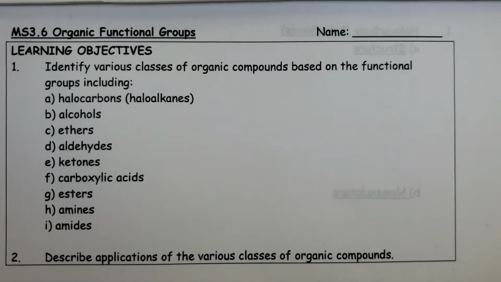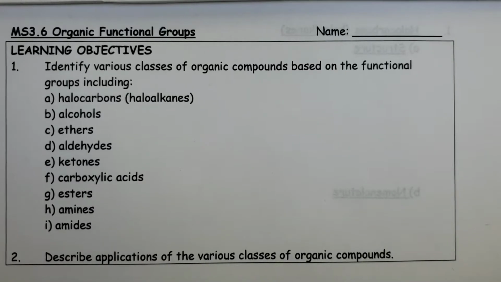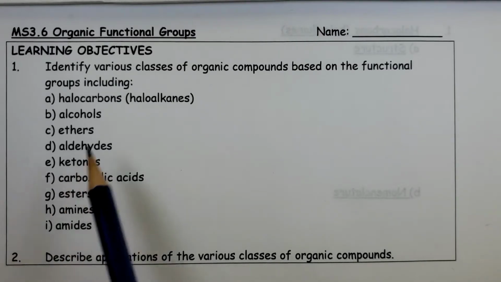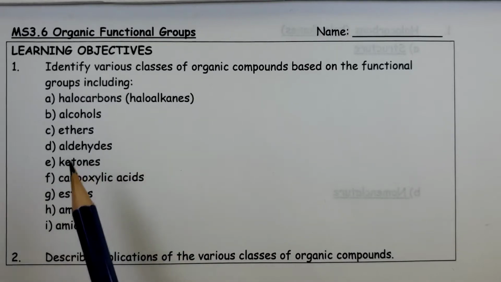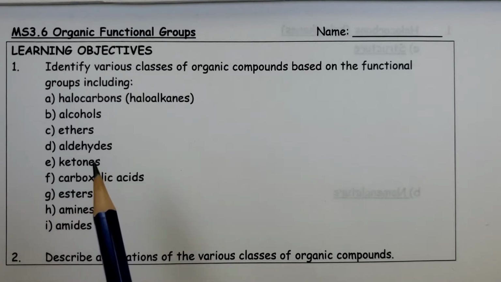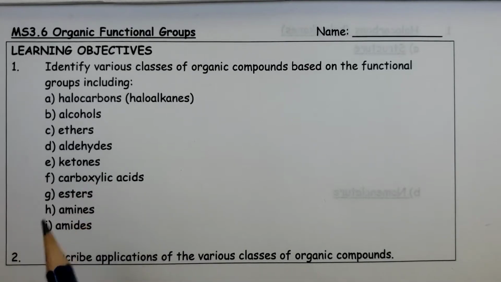Welcome back, Chemistry 30. Today we're going to look at section MS 3.6, Organic Functional Groups. So the learning objective here: up to this point we were looking at alkanes, alkenes, alkynes, and the benzene groups with the aromatic compounds. Here we look at some other organic compounds that depend upon their functional group.